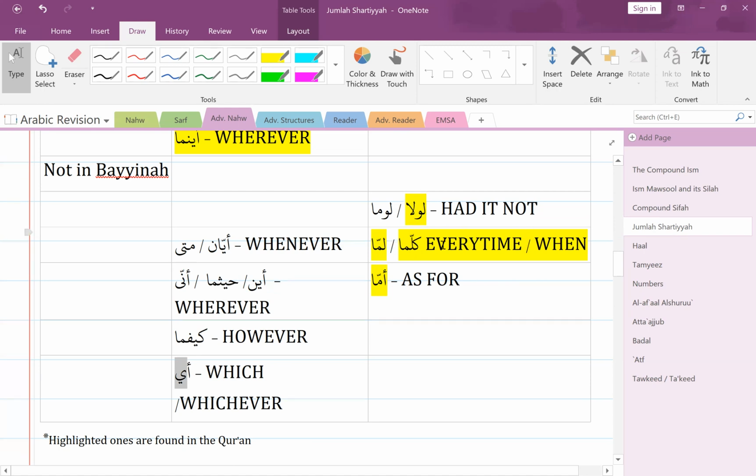I don't know why this should have been on different lines, but it's fine. You understand that the meanings are a bit different. Kullama is every time and lamma means when. Then the last one that is غير جازمة is amma, which means as for. Maybe there are other adawat that I didn't capture here. I didn't do a full list. I know there's one like idma or maybe others. But these are the common ones that I found, so we just stick to this list.